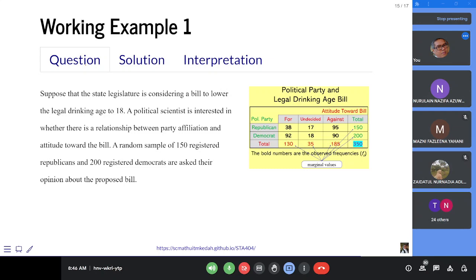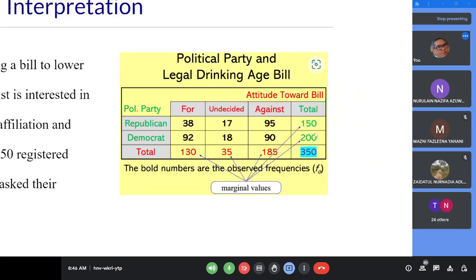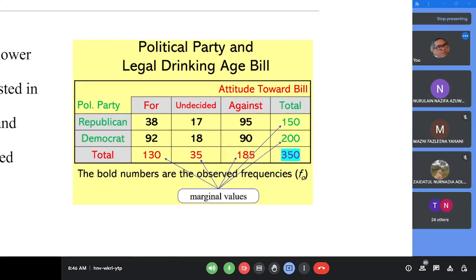And this is the result that you have. So this is the output that you have. Okay. So let me just make it bigger so that you can see. Okay. Suppose that you have this thing. Okay. You have the political party, Republican and Democrats. And then you have the attitude towards the bill for, undecided or against them.